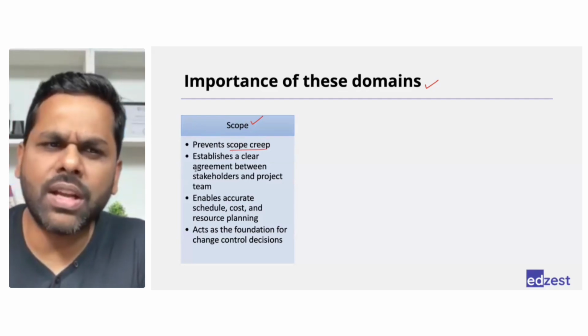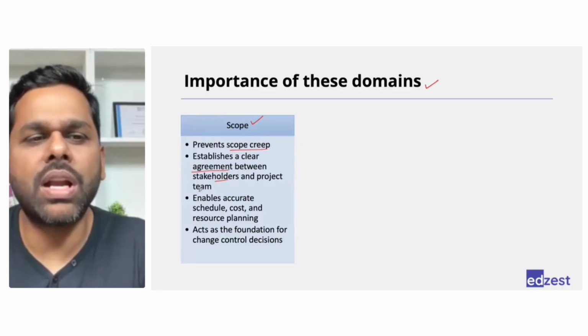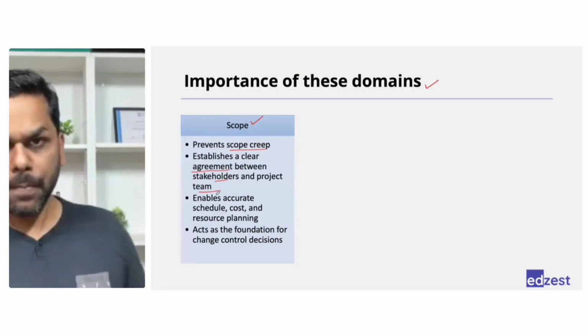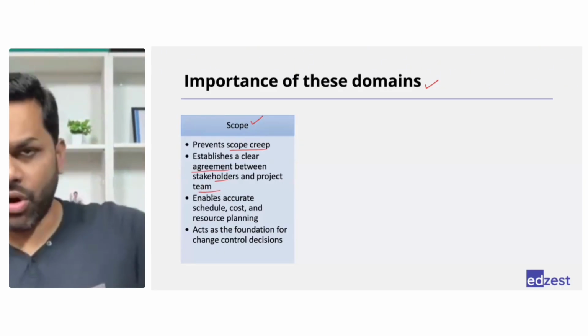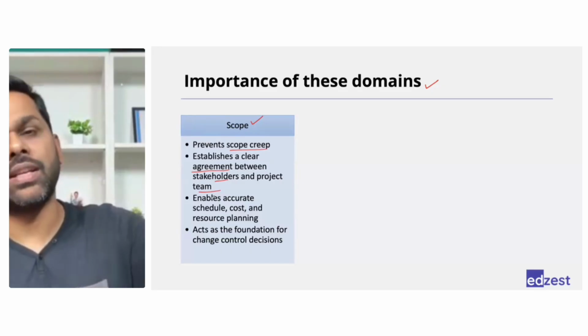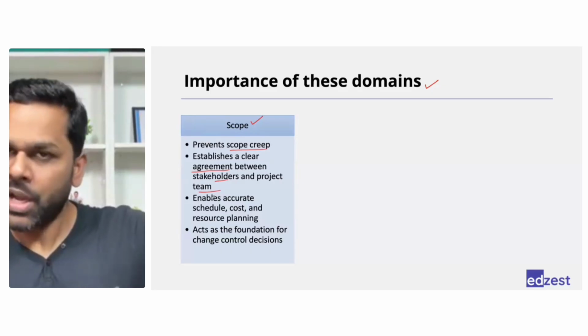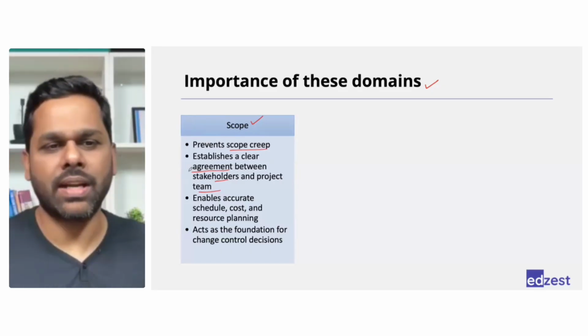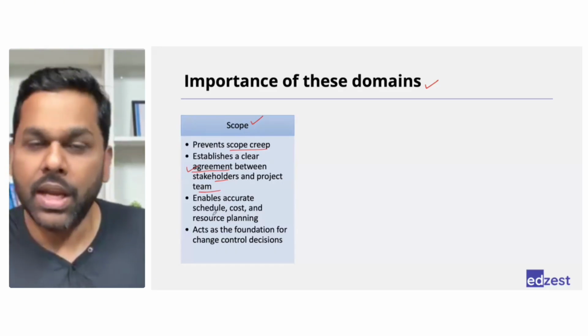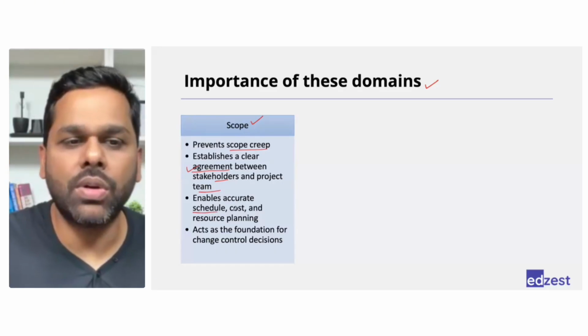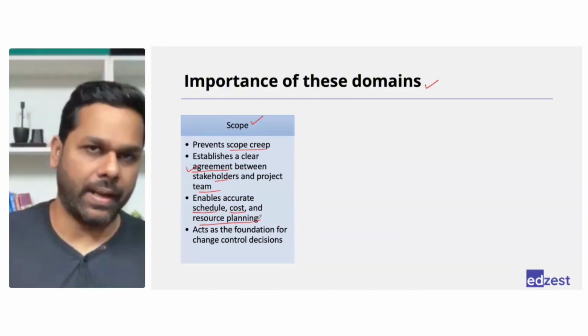It also establishes a very clear agreement between stakeholder and team members. Stakeholders will say these are things that I want. Team members will say that these are the things that we will deliver. Right? So you manage scope well, you will manage that agreement also well. It also enables accurate schedule, cost, and resource planning.